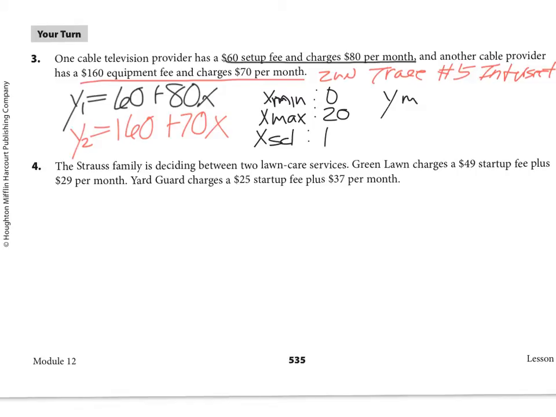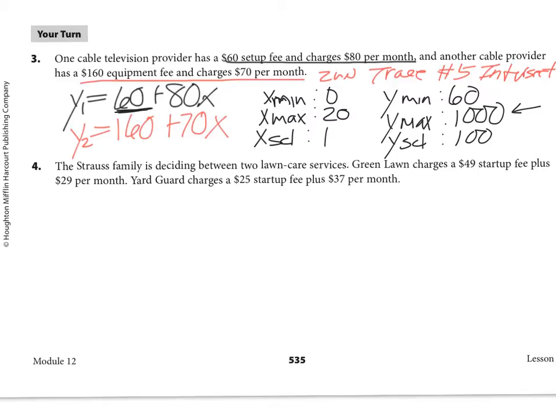Now my y-min was 60 because that was the smallest y I had. My y-max, I played around with this. At first I tried 500. That didn't work. I had to keep going up, so I went all the way up to 1,000. It's really big. My y-scale, I did by 100s. So again, you may have to play around with this to figure it out, but you've got to be able to see it. Now we go to second, trace, number 5, and then remember you press enter 3 times.